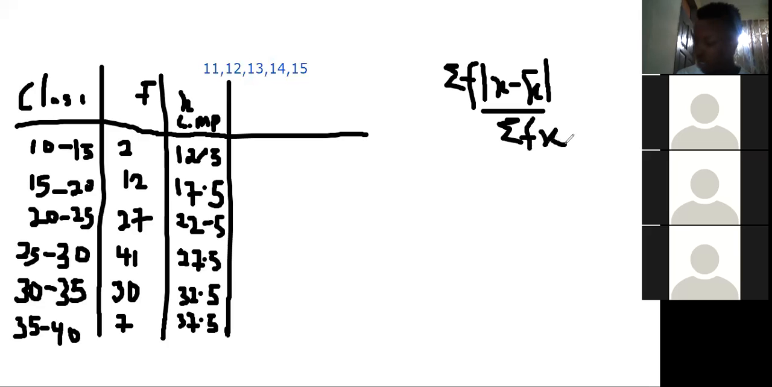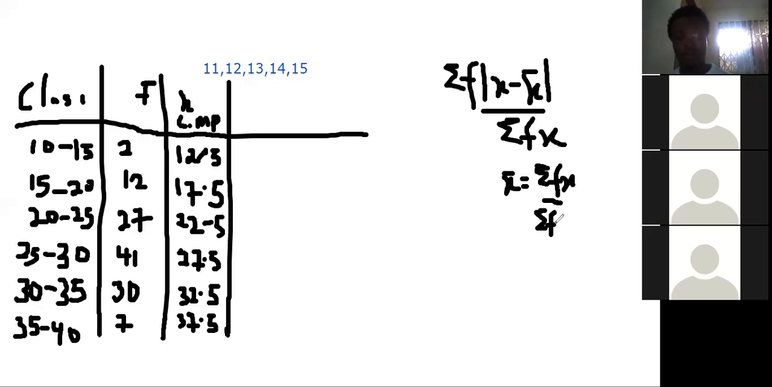where this one is given by sigma fx all over sigma f. So we have to find sigma fx, right? Sigma fx all over sigma f, to be able to get our mean.